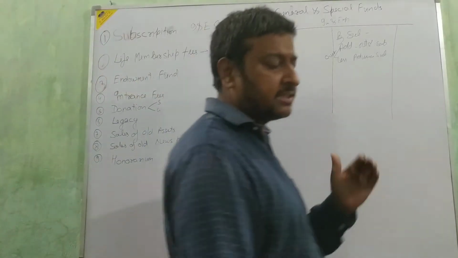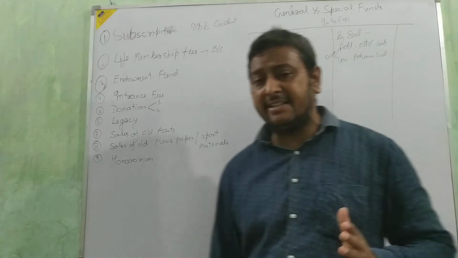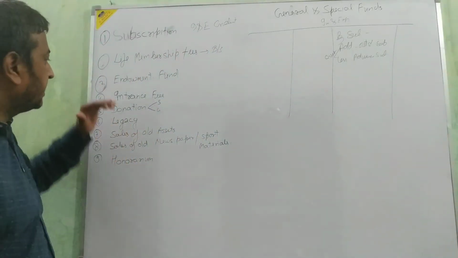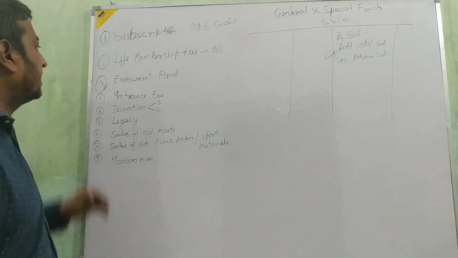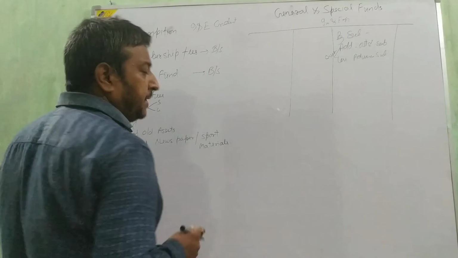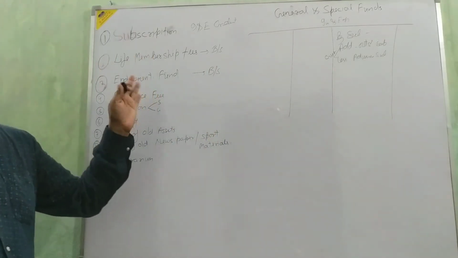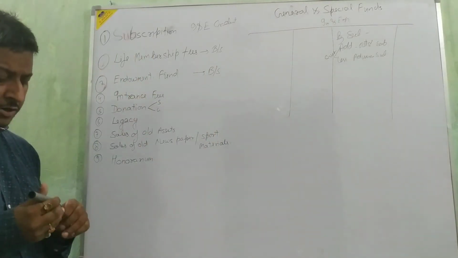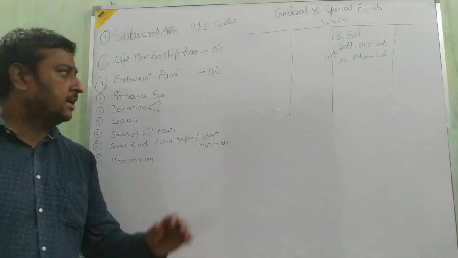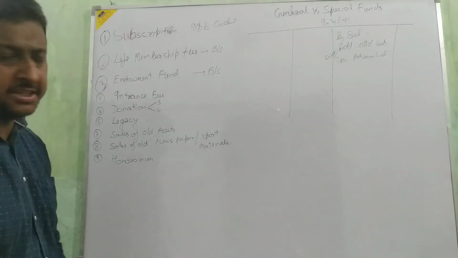Next, endowment fund. This is also the same. It's a capitalized income, it's a liability. So we show this liability in the balance sheet. BS, I think everyone knows the full form, balance sheet. Okay, beta? The endowment fund we show in the balance sheet.